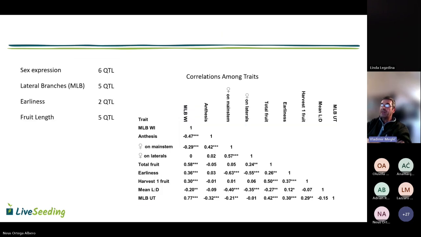Next slide, please. For that one, we have identified 6 QTLs for sex expression, 5 QTLs for multilateral branching, 2 QTLs for earliness, and 5 QTLs for fruit length. And on the right-hand side, we can see the correlation among traits that were quite correlated with each other, and that added complexity to the exercise that we started to work on. Next slide, please.